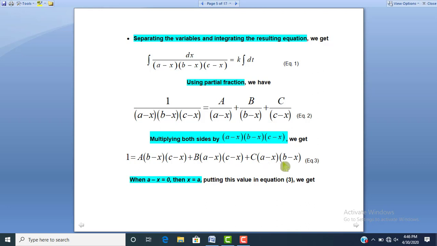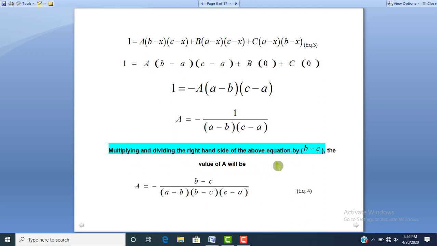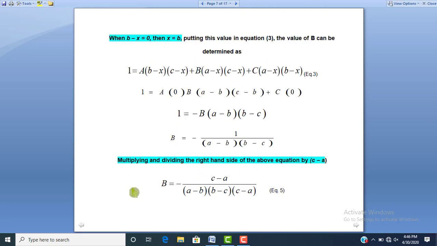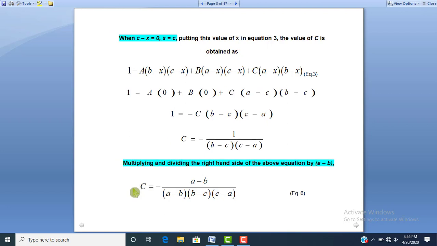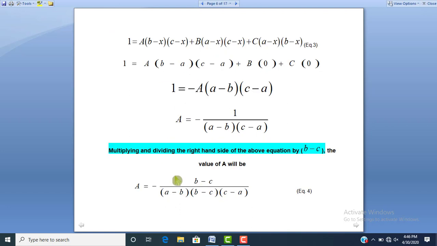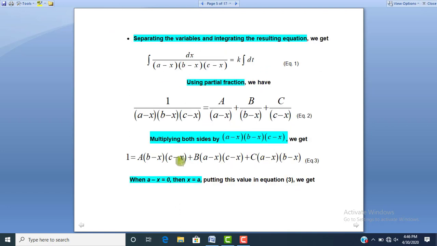Dear students, this is equation number 3, and remember that this equation number 3 is very important in this topic, because by using this equation number 3 and applying different conditions, we will be able to find in the remaining lecture the value of A, value of B and value of C. For the determination of A, B and C values, this equation number 3 is very, very important.